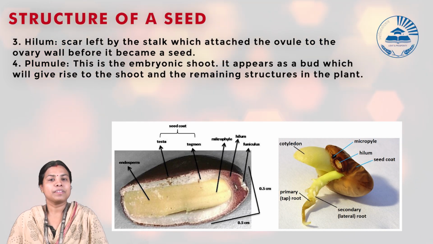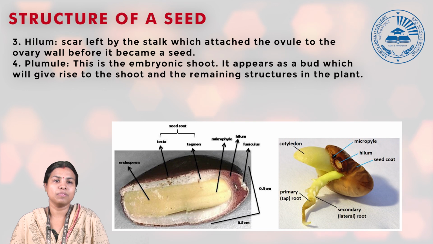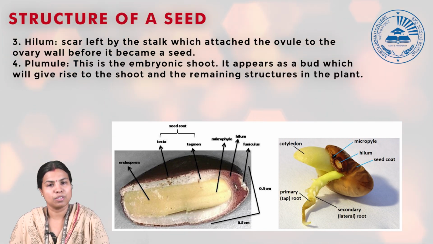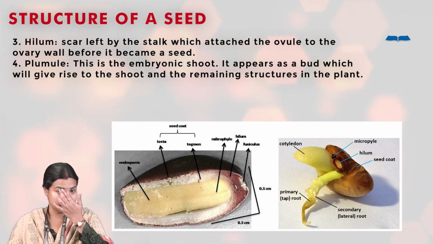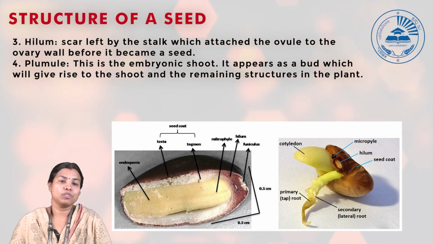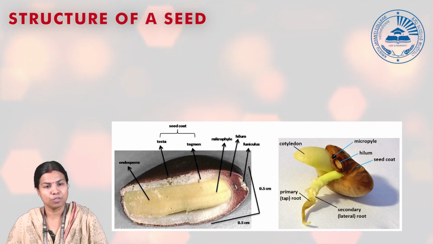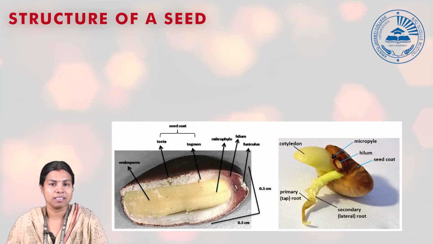That is why, when you want to germinate any seed, you have to spray some water. That water will enter into the micropylar region and dilute the complex substances into simpler ones, which enables the seeds to germinate. Hilum is the scar left by the stalk which attaches the ovule to the ovary wall before it becomes a seed. Plumule is the embryonic shoot. It appears as a bud which will give rise to the shoot and the remaining structures in the plant.